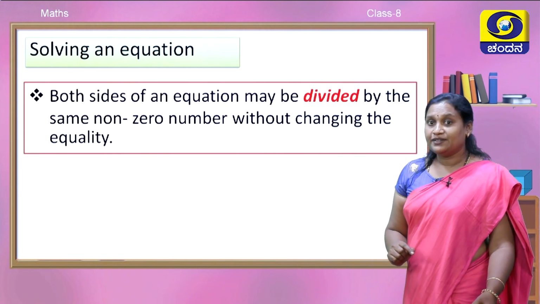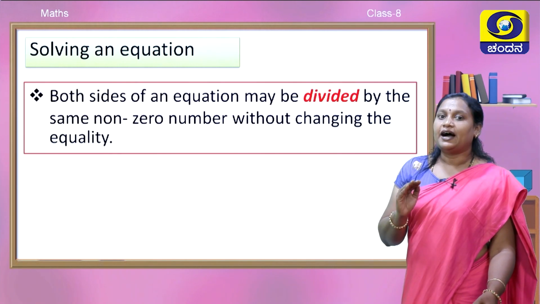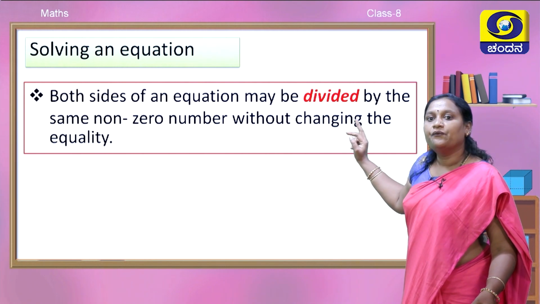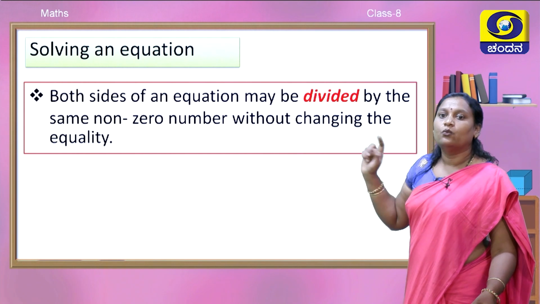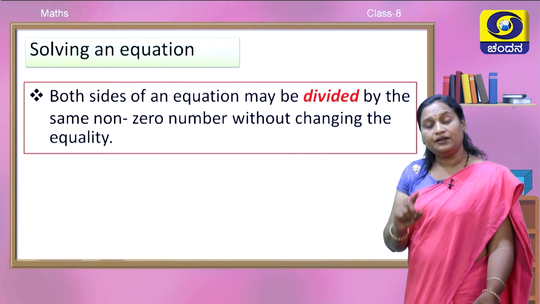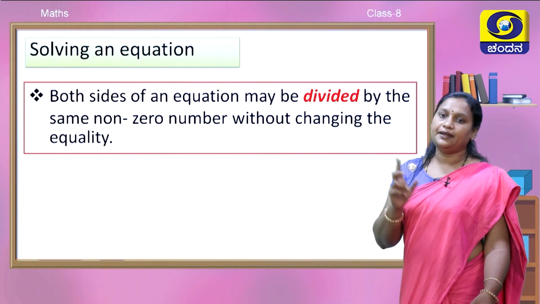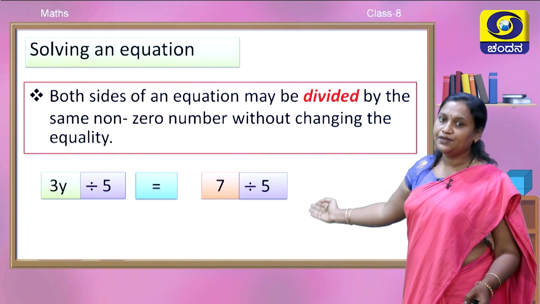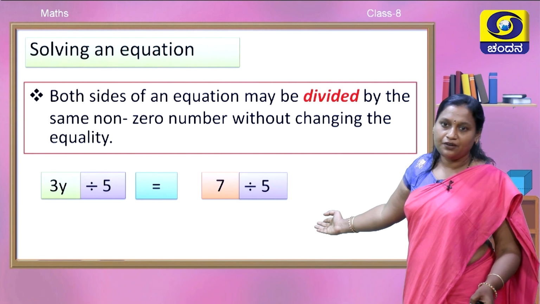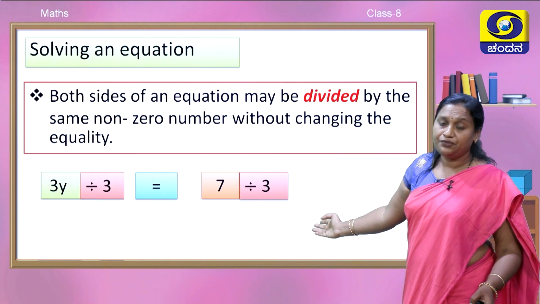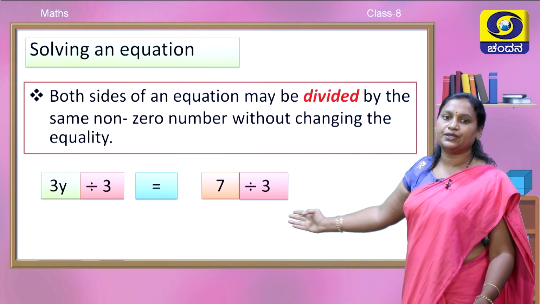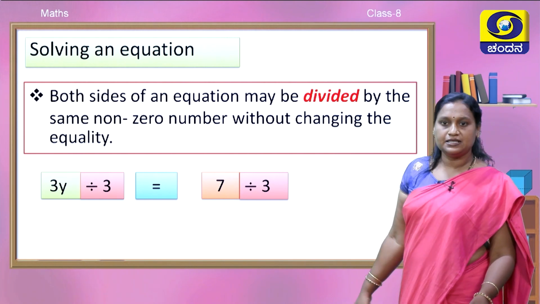So, fourth and a very important rule, I can divide both sides of the equation by the same quantity. Once again, let me tell you, the quantity can be a number or it can be a variable. So, similarly, if I take an example, I can divide it by 5, but that's not of any help. So, what will I do? I'll divide it by 3 so that I get the value of y easily.